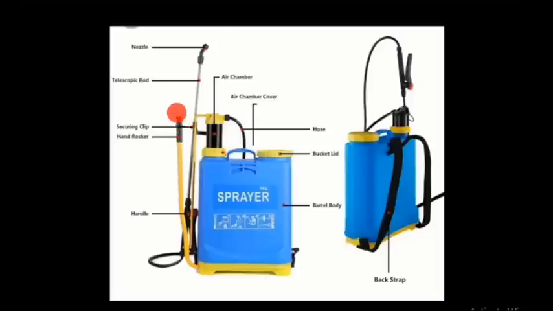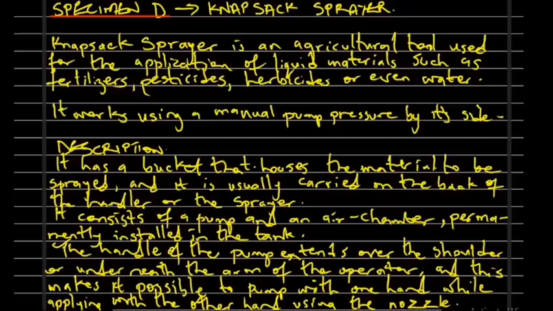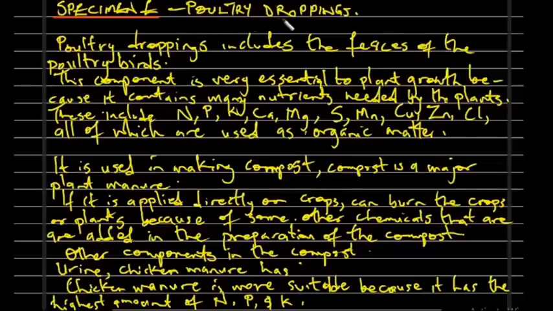So continuous rocking of this lever is what brings about the pumping of the content of this bucket here, through this air chamber here. This is the pump that actually does the pumping of the content out of the nozzle. So once this is rocked up and down, it causes this air chamber to pump out the contents through the nozzle. The person will have to press the handle to be able to pump the content out of the nozzle. So that is about the knapsack sprayer, and immediately we move over to the next specimen, which is specimen A, and that is poultry dropping.